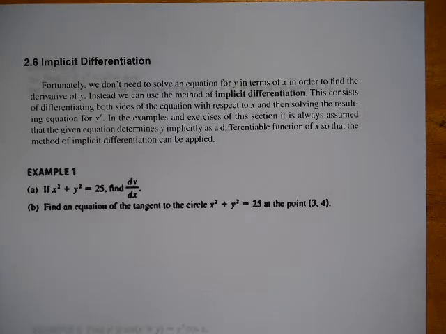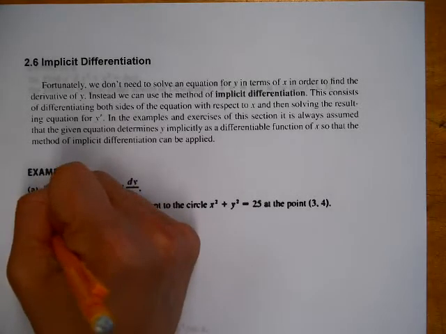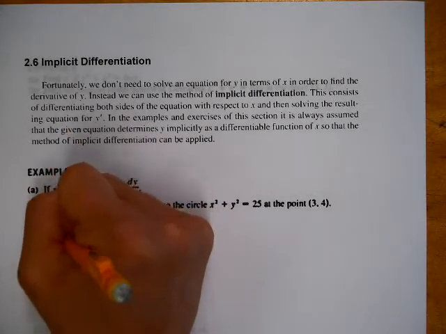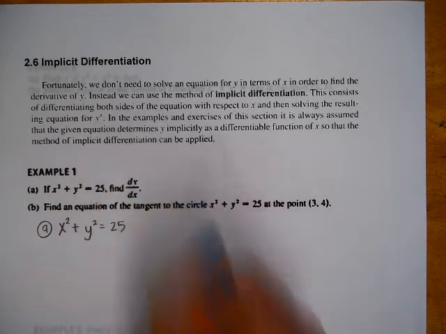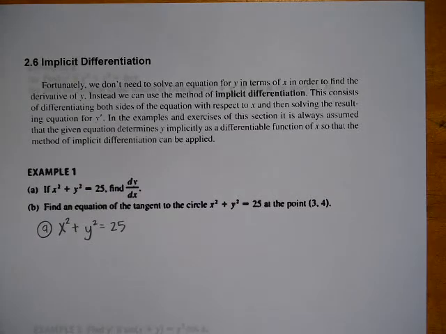So on example 1, your equation is x squared plus y squared equals 25, and they want us to find dy over dx. That's just your derivative. Again, you can use y prime or you can use dy over dx. So let's start out by finding that derivative. We're taking the derivative just like we typically would.